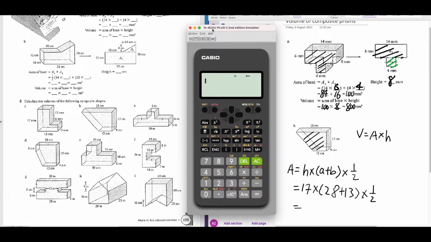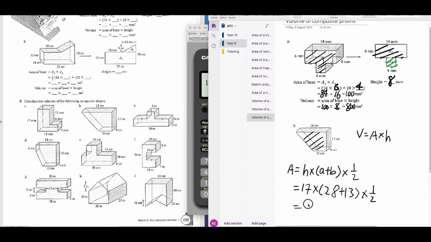Alright, there's the calculator. Just type it into your calculator. So we do 17 times by, remember the bracket, 28 plus 13, close the bracket, multiplied by a half. What does this give you? This gives you, okay, we can convert this to a decimal, 348.5.